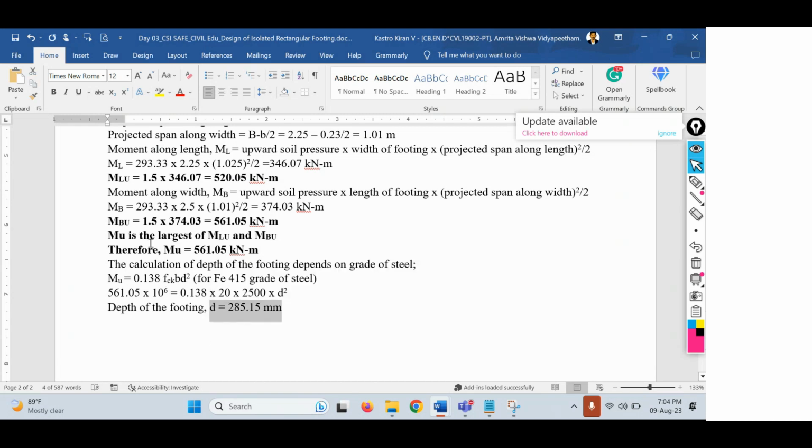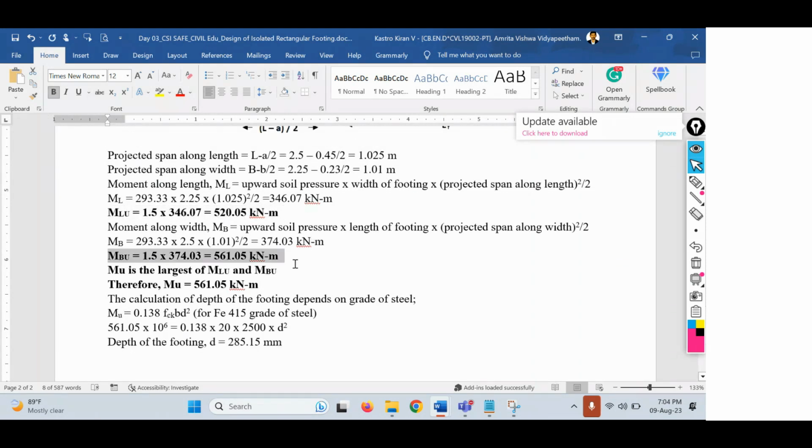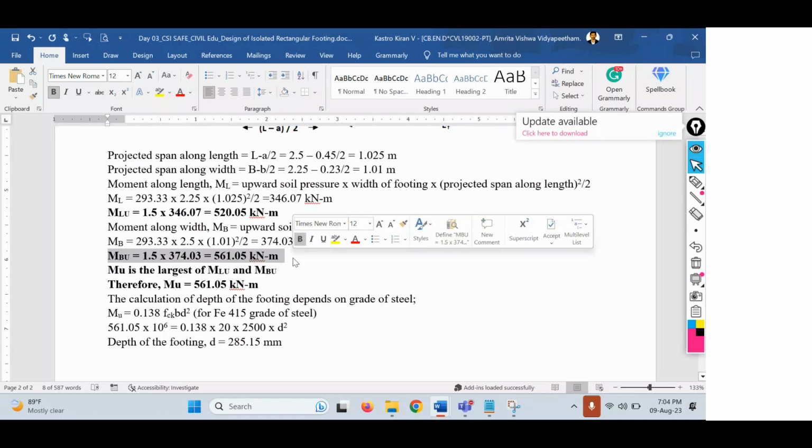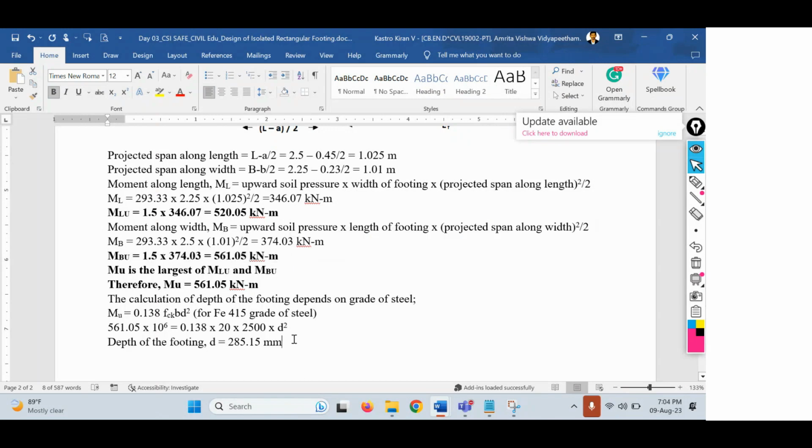Why am I calling it flexural criteria? Because we have decided the depth based on moment conditions. Moment is nothing but flexure only. But in actual scenarios, in real time, the depth is influenced by shear criteria, not by flexure criteria. Therefore, we will increase the overall depth.